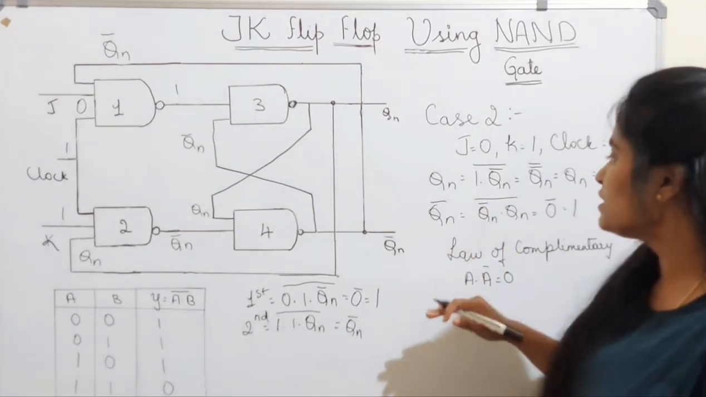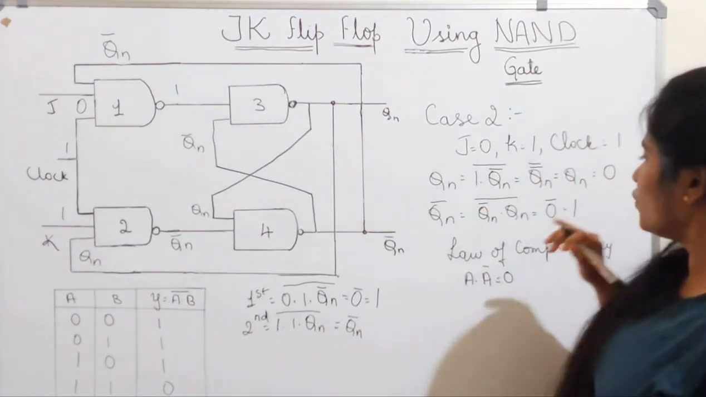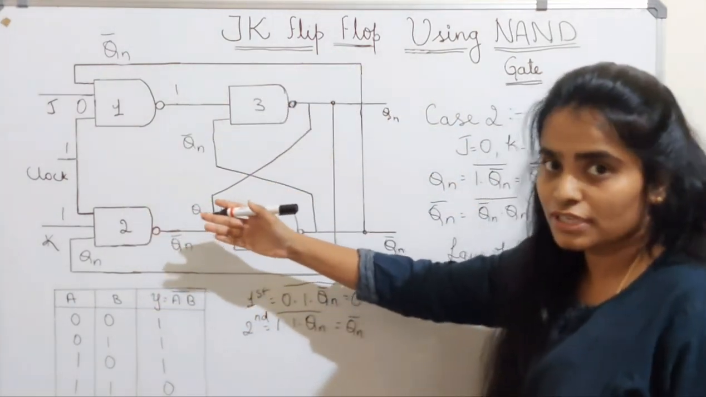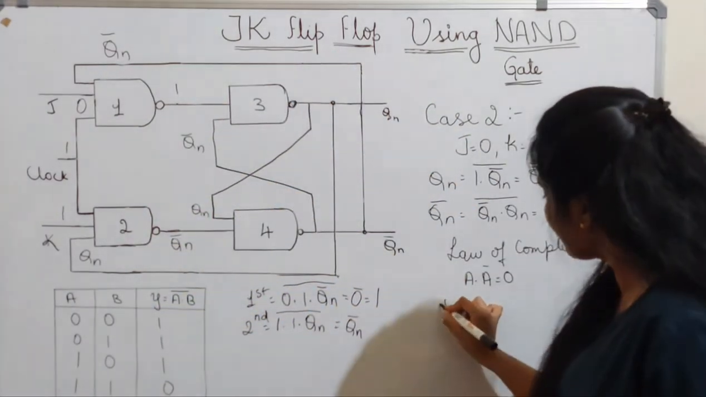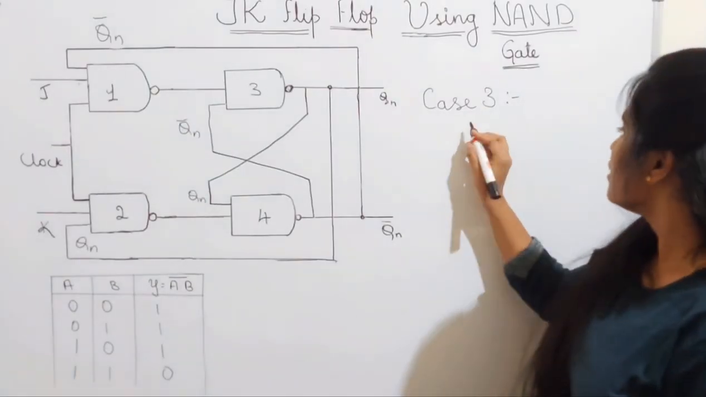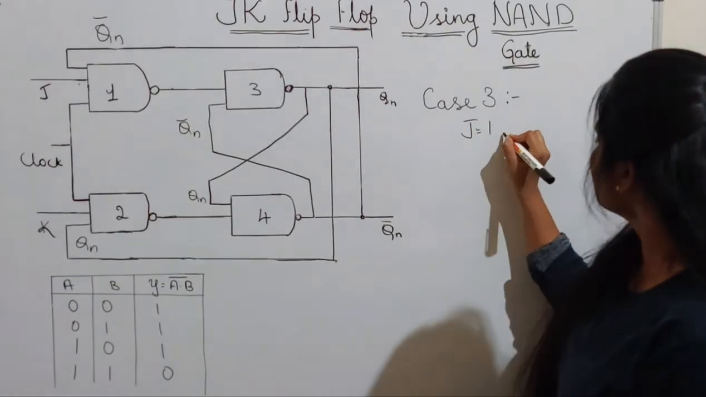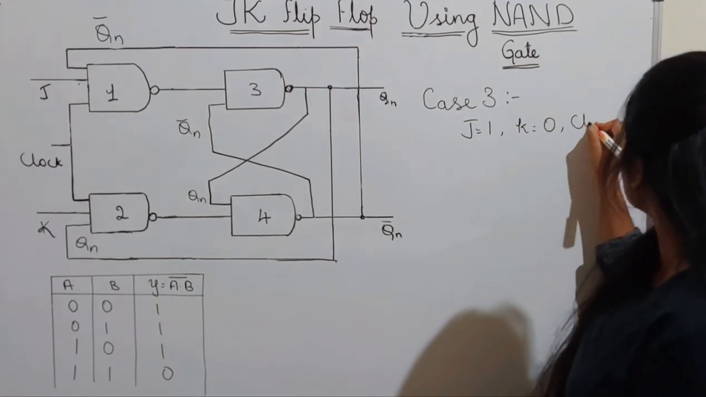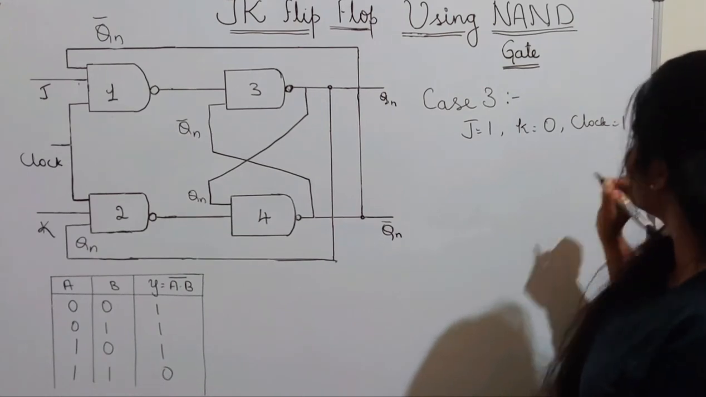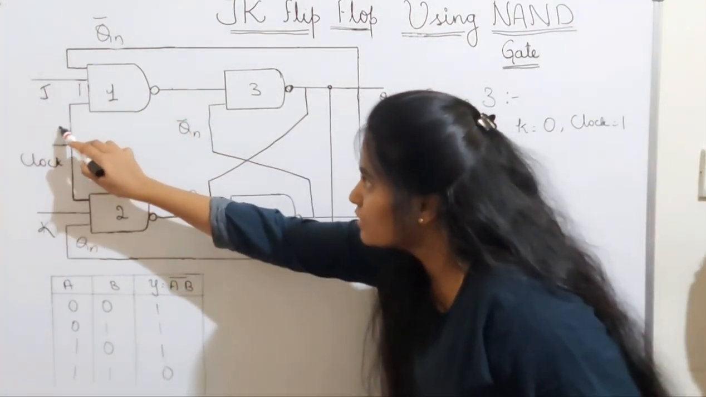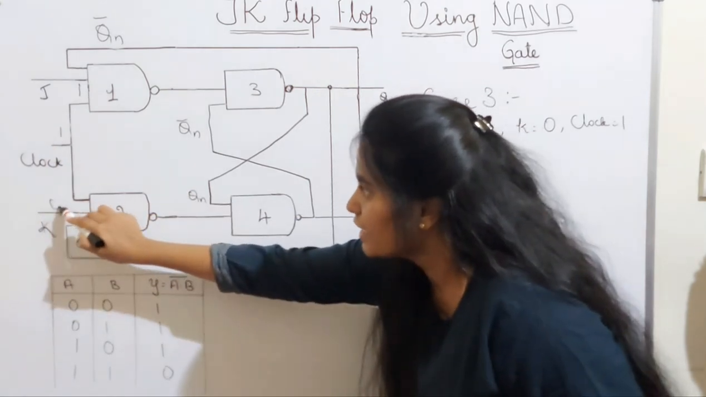Now if you notice, Qn is 0 and Qn complement is equal to 1. So the entire circuit falls under the condition of reset. Case 3, J is equal to 1, K is equal to 0 and the clock pulse is applied to the circuit. That is, J is 1, the clock pulse is 1 and K is 0.